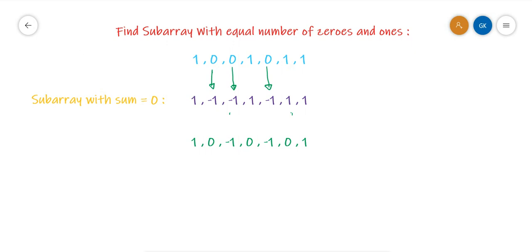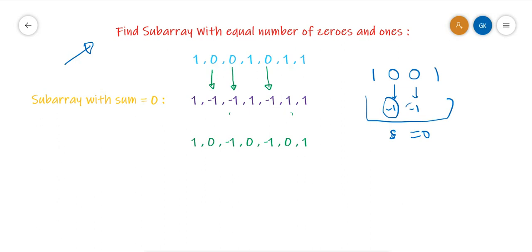So our problem statement is to find the subarray which is having equal number of zeros and 1. If a subarray is having equal number of zeros and 1, that means if we replace 0 with -1, the sum of the subarray becomes 0 if we sum all the elements, because it was having equal number of zeros and 1.